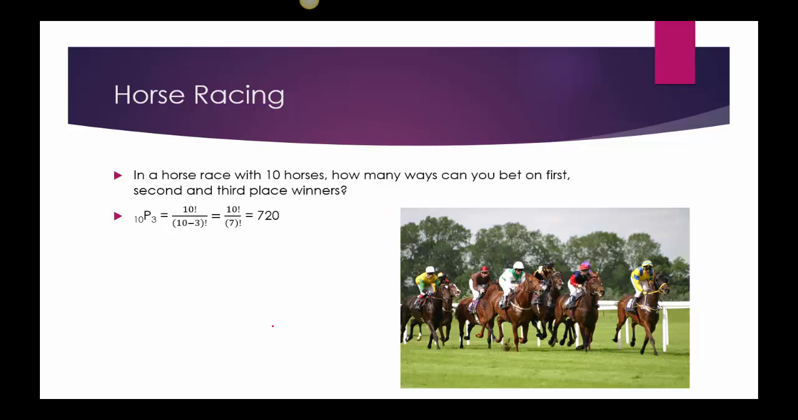Well, what if the race got bigger? So now let's say we have 10 horses and we want to bet on first, second, and third place. So I put in more horses and made more bets. So I have 10 choose 3. That gave me 720 different ways that we could bet.